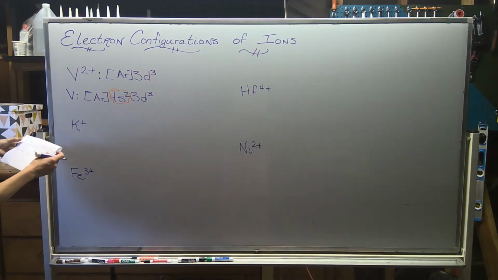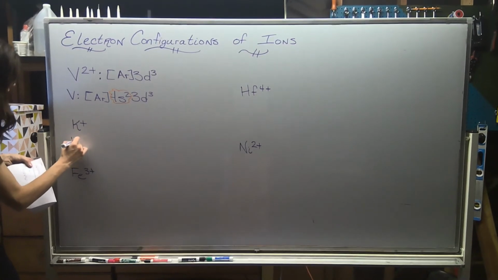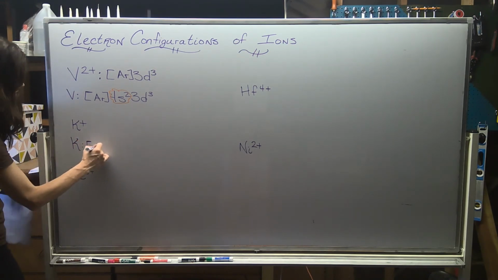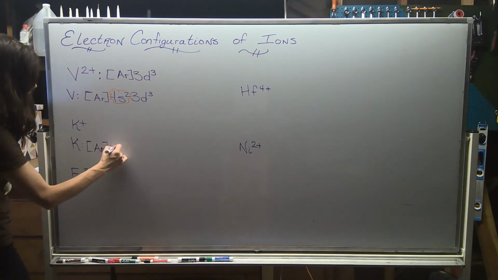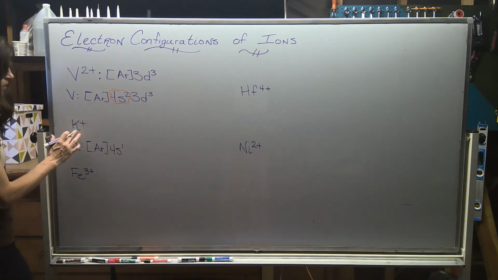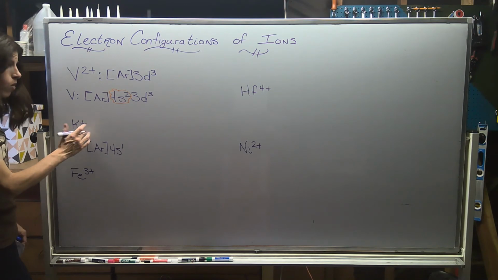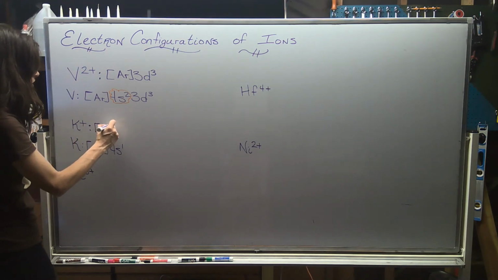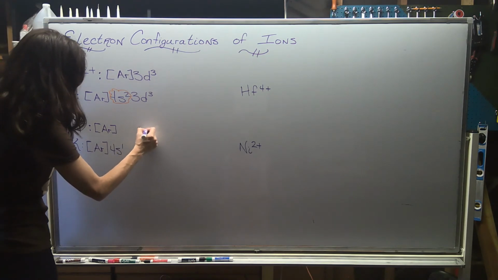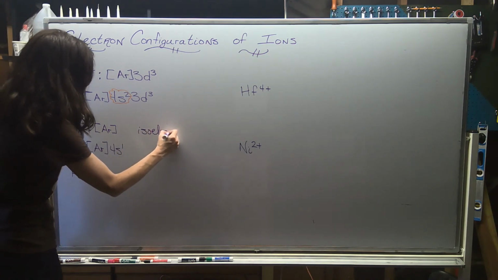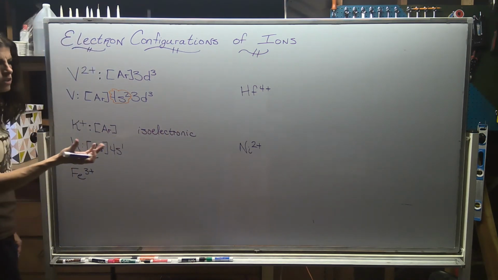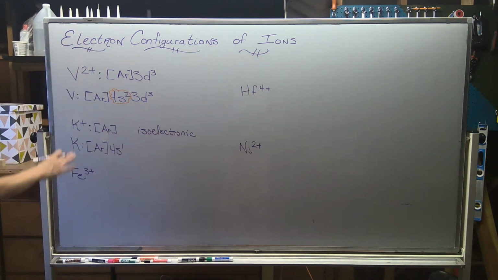All right, let's look at potassium then. As a neutral species, I would do argon 4s1. So when it's potassium plus 1, it's going to be isoelectronic with argon. So iso means the same, and electrons, right? Same number of electrons. So these two things have the same electron configuration.